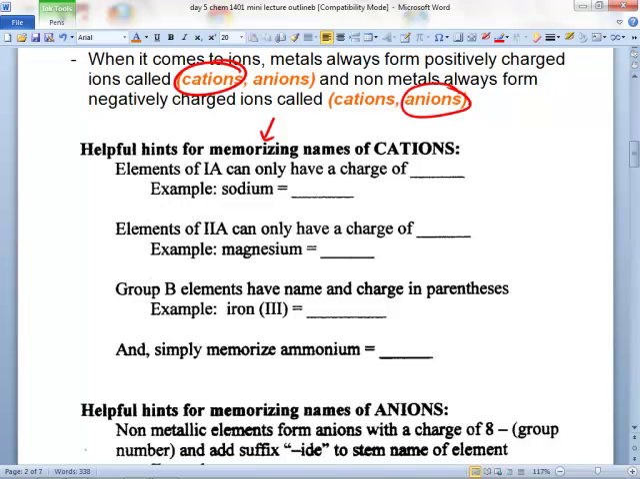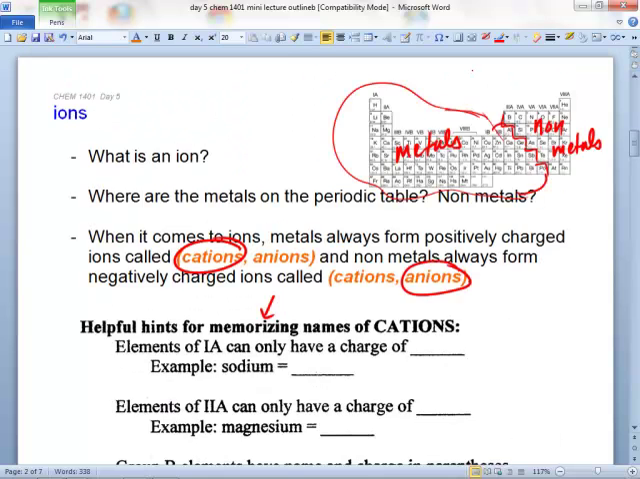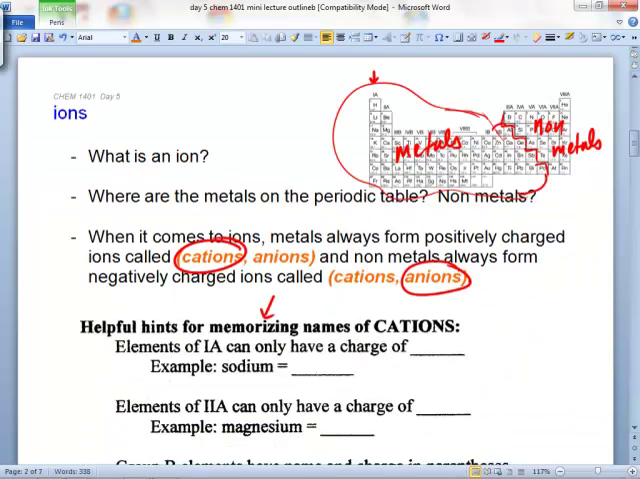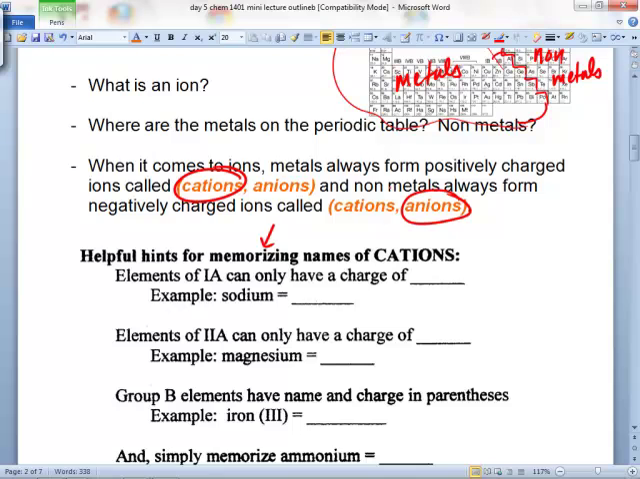Elements of 1A. Right off the bat, 1A, right here. They can only have a charge of positive or negative first. Positive, because they're a metal, and it's just positive 1.